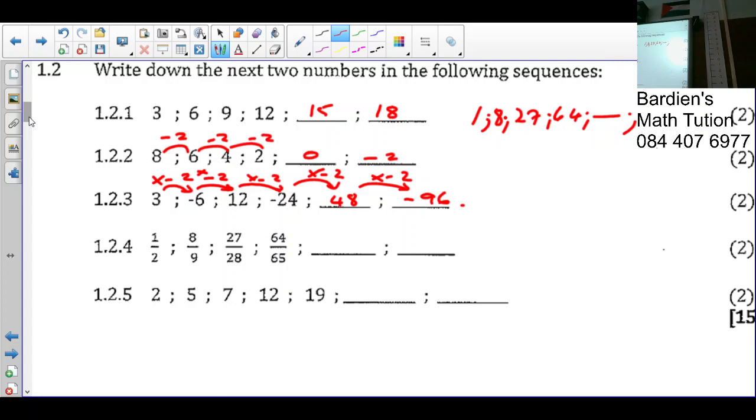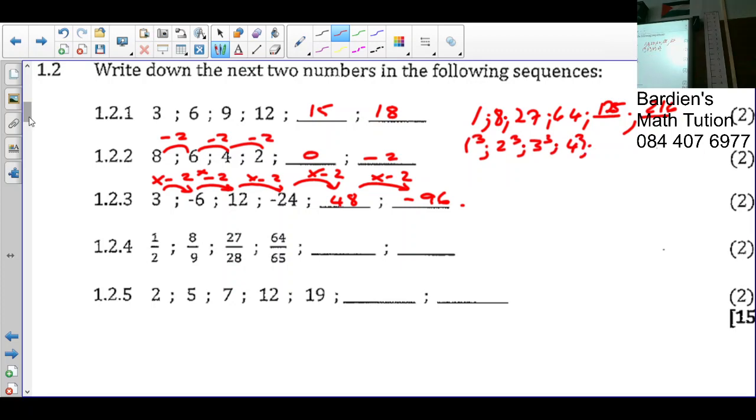125. Who's in 125? Well done. 125 is correct. So what's the next number? 216. Why? I don't know. But why is that correct? Cubes, yes, well done. Yes. So that is 1 cubed, 2 cubed, 4 cubed. And so on and so on and so on.